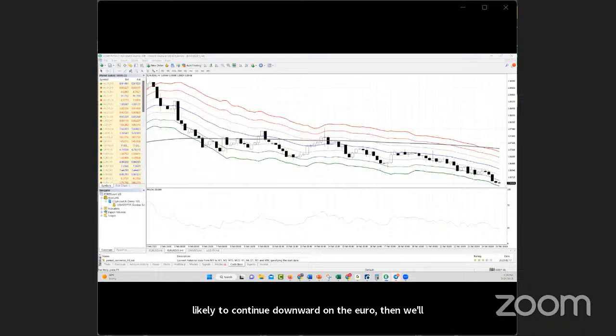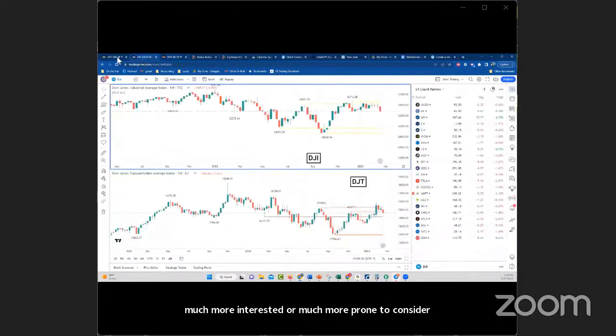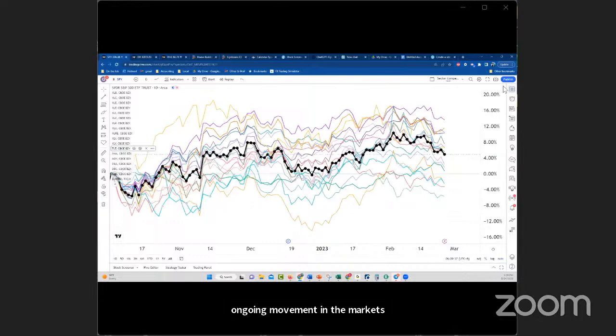Now, up until this weekend, I was much more prone to consider the ongoing movement in the markets as likely to be bullish than bearish, and there's still a possibility for that. However, the past couple of weeks, the movement has been so persistent to the downside that it made me dust off my sector chart.